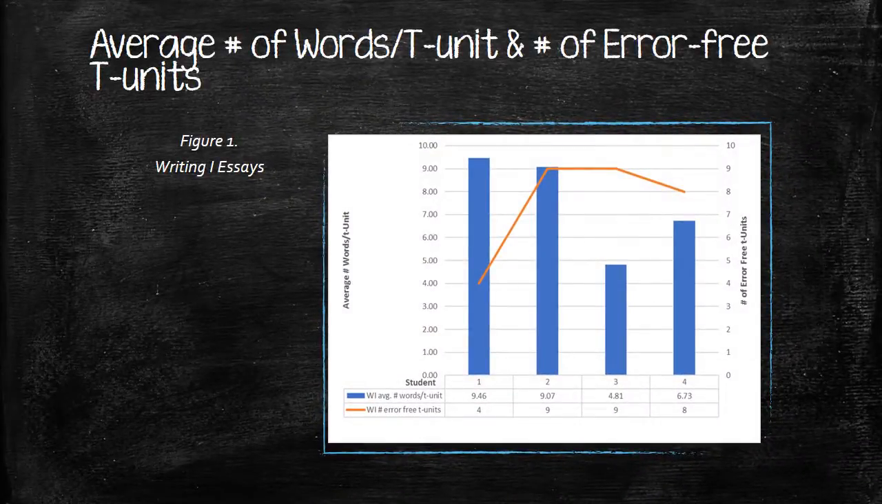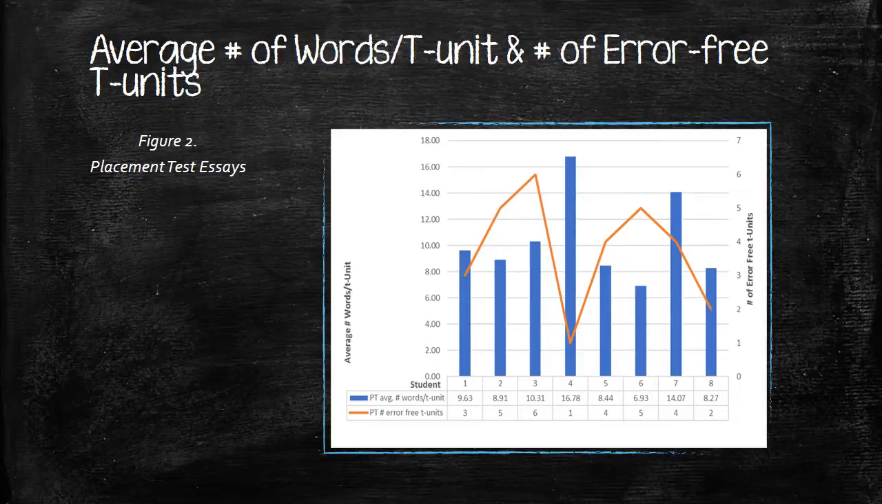Next, I looked at the average number of words per T-unit and the number of error-free T-units per essay. This graph reflects that information for students in the class that took Writing 1. The blue columns represent the average number of words, and the orange line shows the number of error-free T-units for each student. The next slide shows the same information for students who are placed in the class. As you can tell from this graph, one student was able to write using a lot of words but also made a lot of errors, while another student used fewer words but also made fewer mistakes.